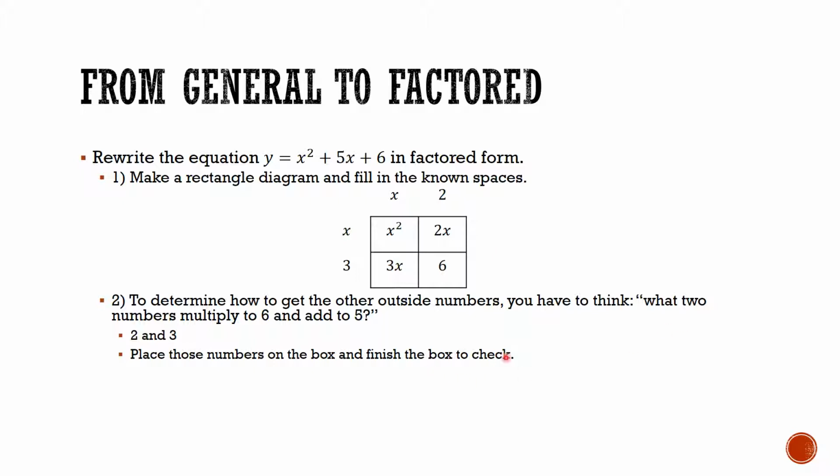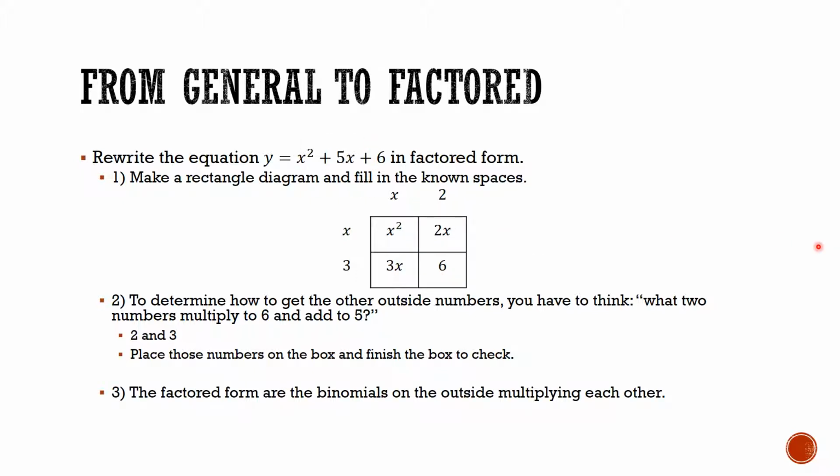And I check, so I say right here, check. X squared, 2x and 3x is 5x, so that's good, and 6. So I have that, so I'm good. So the factored form are the binomials on the outside. So this is a binomial, x plus 2. Remember, a binomial is two terms, x plus 2. And then they just multiply each other. So I have y equals x plus 2, x plus 3.